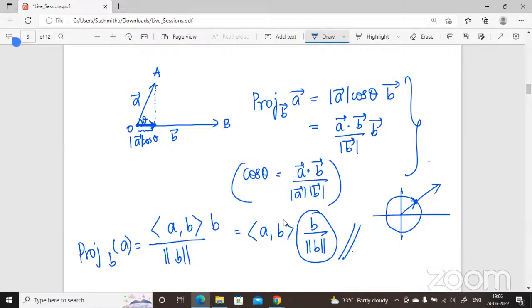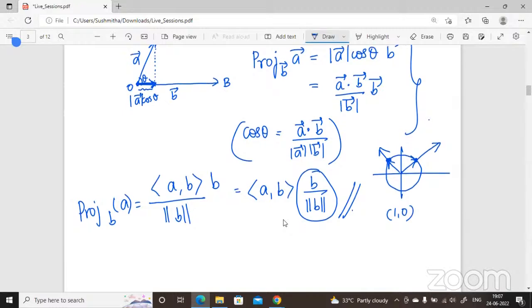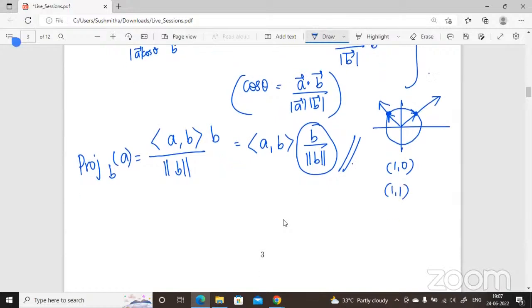What is the distance of any point on the unit circle from the origin? Unit distance, 1. That is what I'm doing: I'm taking any vector and intersecting it with the unit circle. I will get a unit vector, a vector whose length is 1 along the direction of the vector that you wanted. So 1 1 can be a unit vector? No. 1 0 is a unit vector because it lies on the circle. 1 1 does not lie on the circle, because 1 squared plus 1 squared is 2.